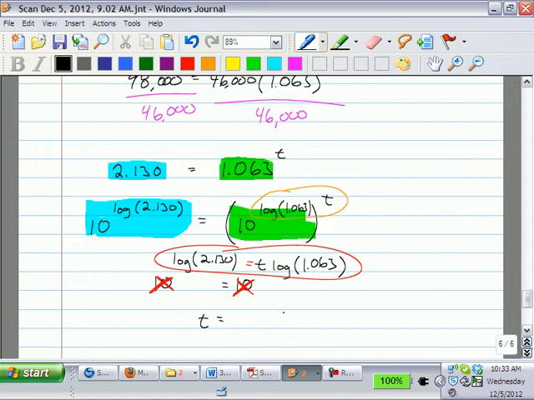t equals log of 2.130 divided by log of 1.063. And that is approximately... point what? 0.3?